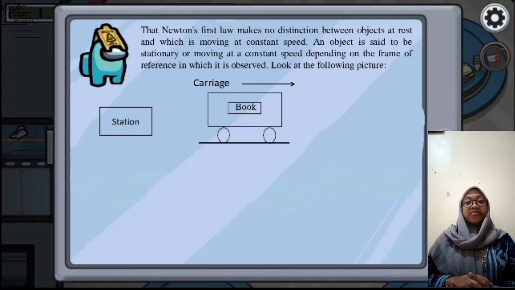If the carriage is moving away from the station, the book is said to be moving relative to the station, and the book is said to be stationary relative to the carriage. So, if the frame of reference is the station, then the book is said to be moving. But if the frame of reference is the carriage, the book is said to remain stationary.